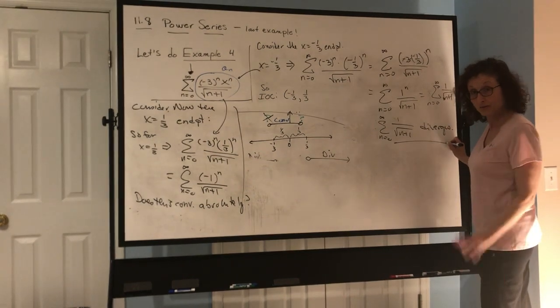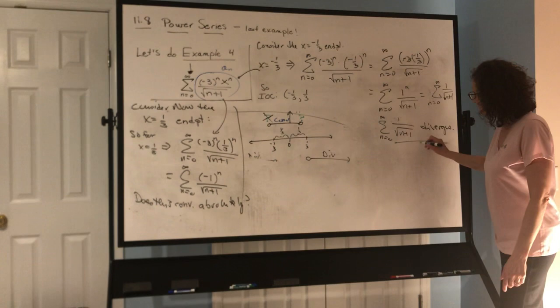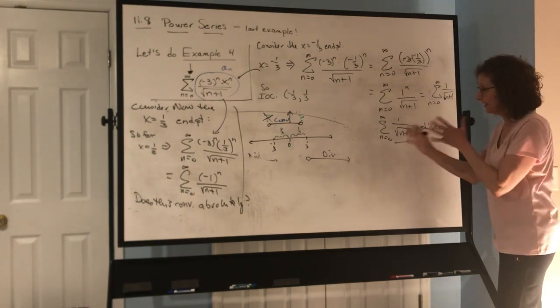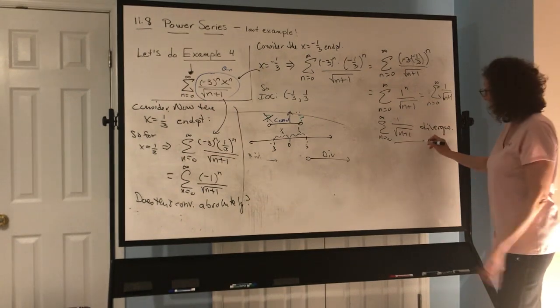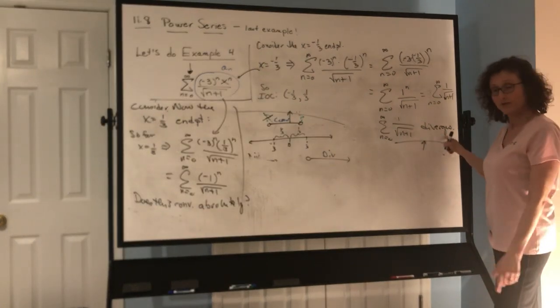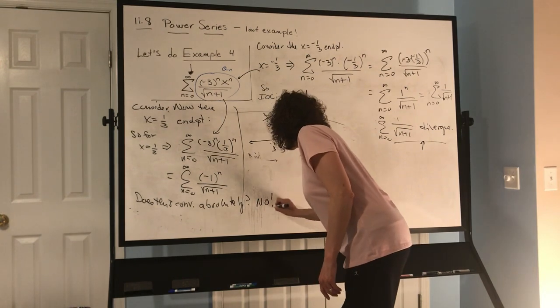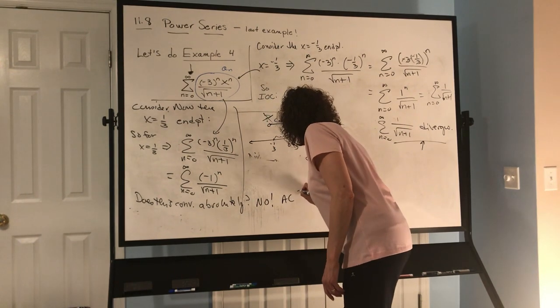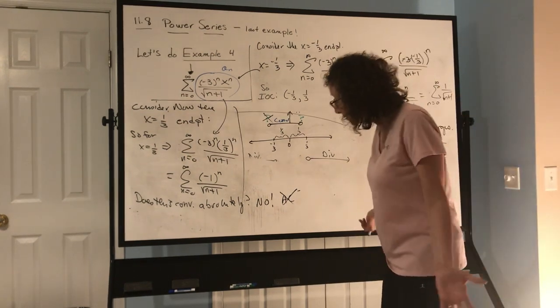So if you choose which endpoint you do first wisely, you might have some good information, depending on how it works out in your problem. So this guy does not converge absolutely because we know the absolute value diverges. We just showed that. So the answer is no. So absolute convergence, out. What do we look at?